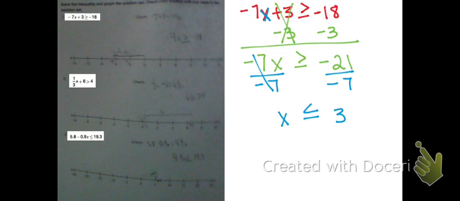Now when you're plotting this, if it is equal to, then you do a solid dot. So I think this is 3 right here. Let's say this is 3 on our number line. So I'm going to do a solid dot, and it's everything less than. So I'm going to go this way.